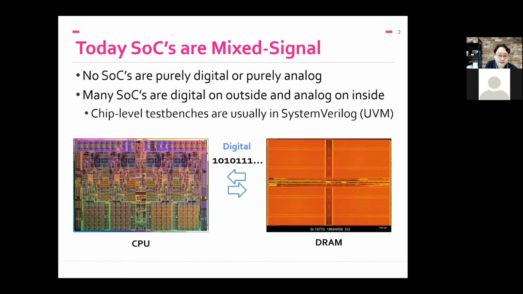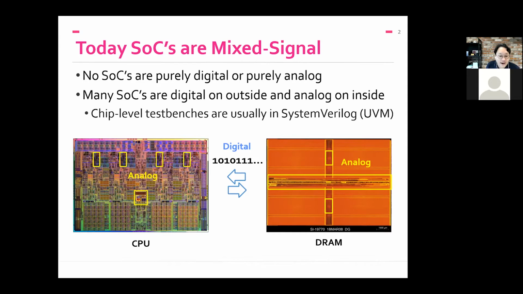If you take microprocessor and DRAM, for example, inside they may contain various analog circuits such as phase lock loops for generating clocks, regulators for controlling voltages, temperature sensors for shutting down the system before it gets too hot, lots of things. But they're embedded on the inside, and overall on the outside, they perform digital functionality and they communicate digital information.